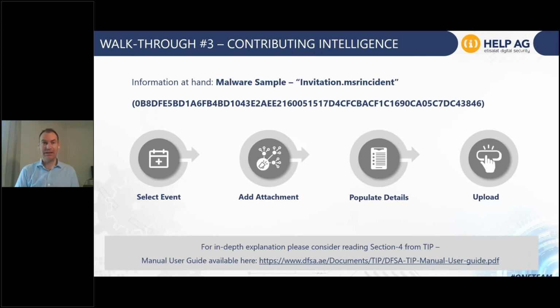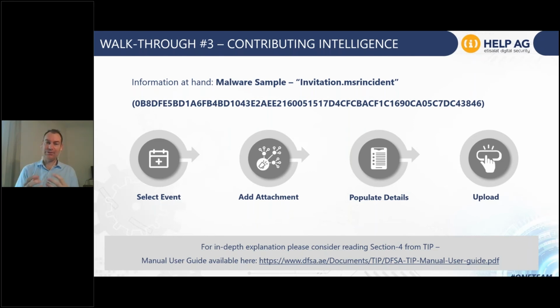This malware sample is an actual file. It's a Microsoft remote incident file that contains a malicious URL, and the hash of that file is up on the screen there for you, just in case you're worried. And we're going to go and find the event that we created earlier. We're going to add the file as an attachment.